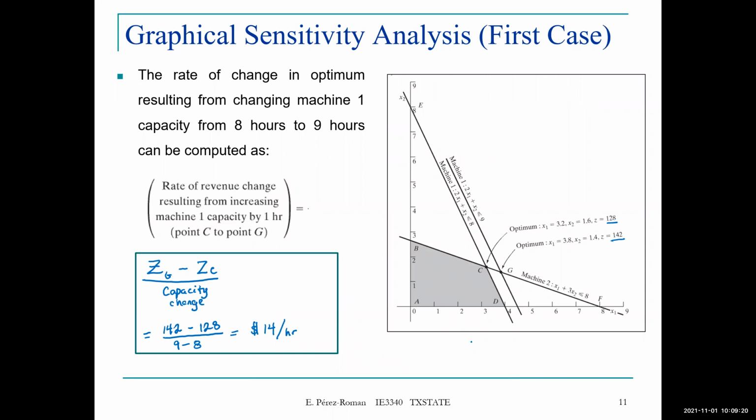So it's basically that we're computing the slope here, in terms of changes. So C is the objective function for this point G, which is the new optimal solution. And we're subtracting the objective function value for C, which was the original objective function. And we are also computing the capacity change, which was 1 hour. And that rate of change is $14 an hour. So what we have found here is how much profit you're going to increase every time you add an hour of resource for machine 1.